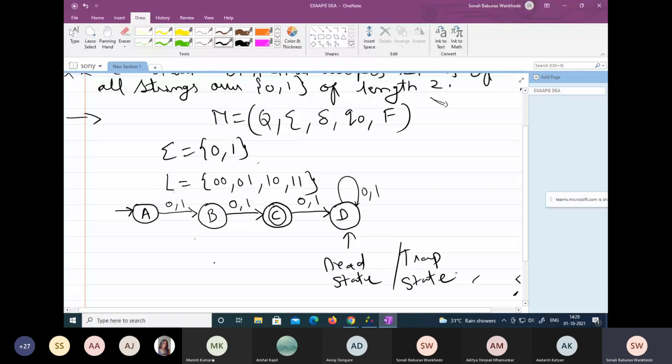So this is how we draw a state diagram from a given question. So we will stop here. This is our example. We will take more examples in the next lecture.